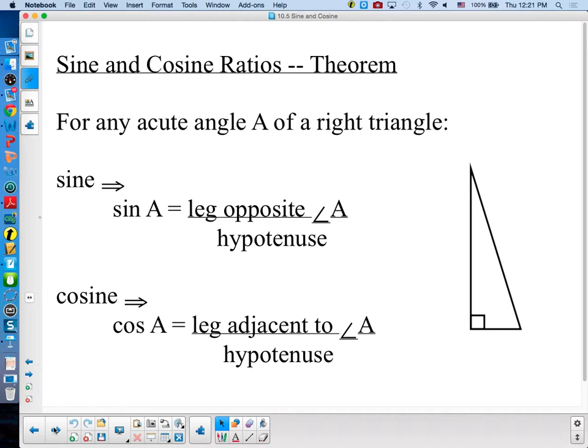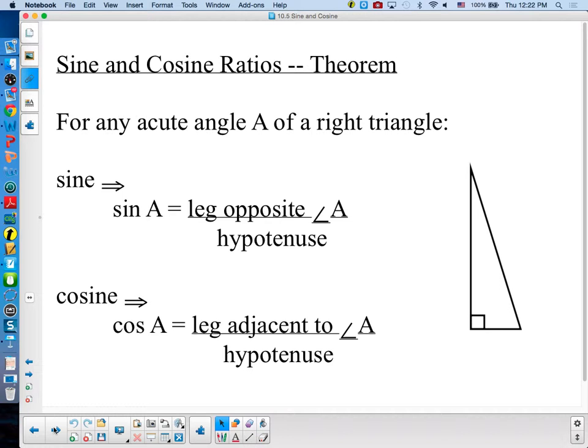Today, sine is opposite leg over hypotenuse. Cosine is adjacent leg over hypotenuse. So we'll do some of the same things today with sine and cosine as we did yesterday. Take a look at the table, your calculators, and then finally use them to solve in the triangles. Probably won't take quite as long because you kind of know what's going on.